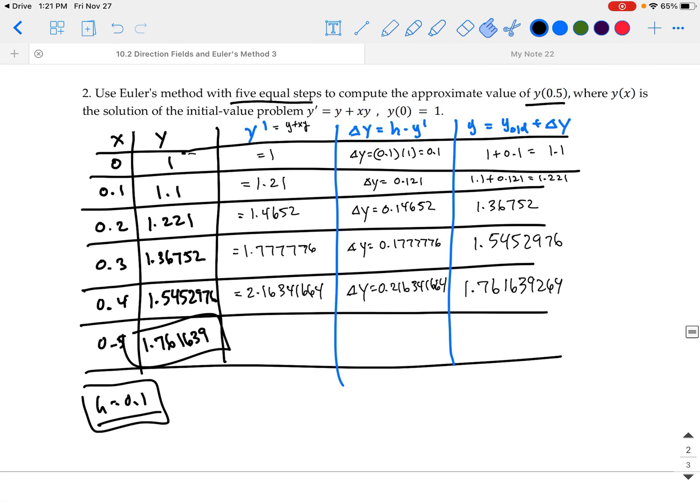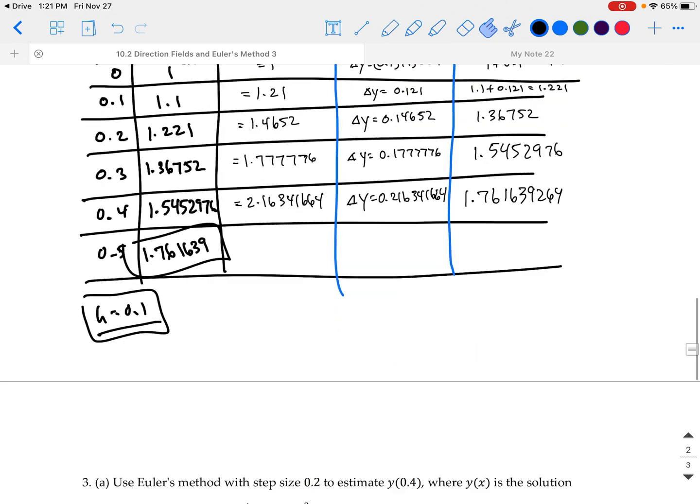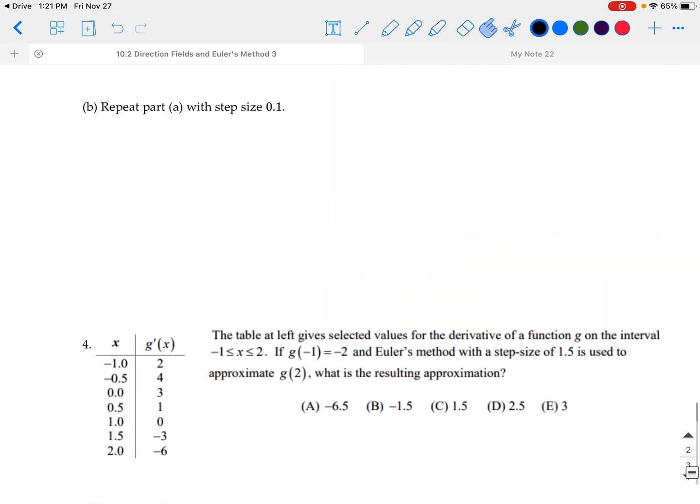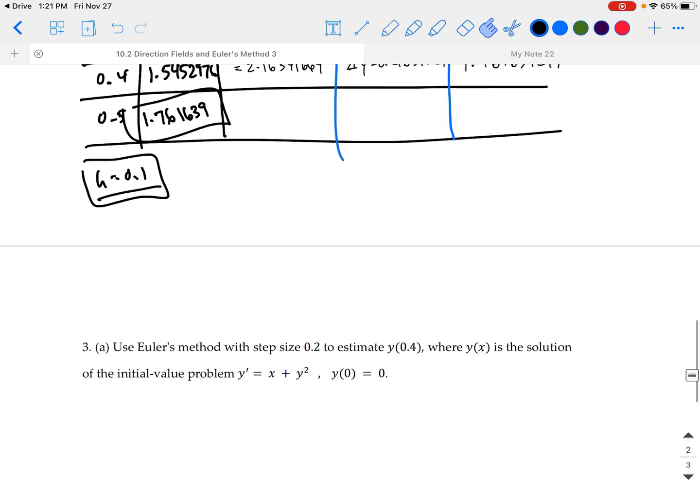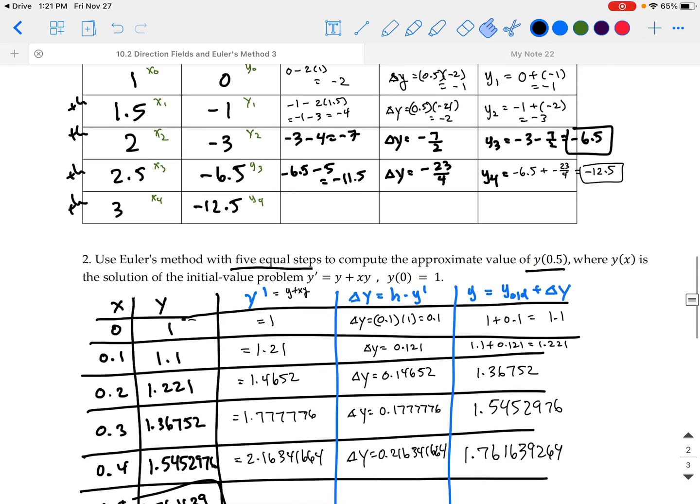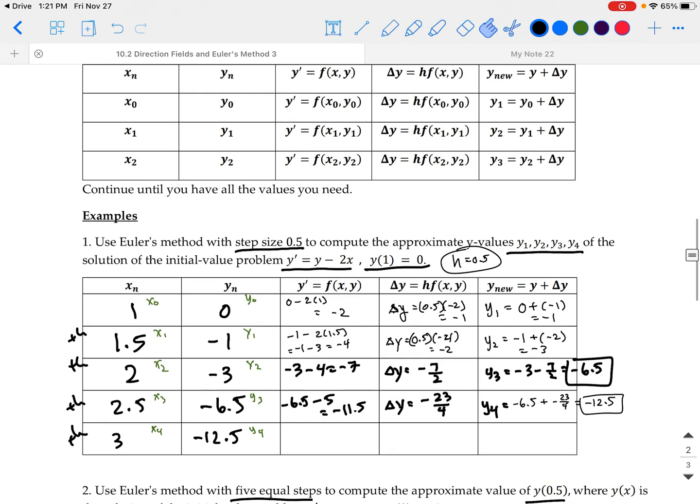So really for these examples, it's going to kind of repeat this process over and over again. There's a couple of additional examples here below that I'll let you do on your own, and then you can check the completed notes online.